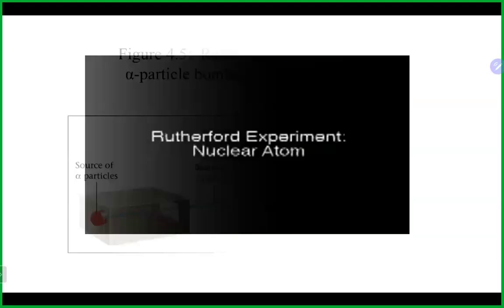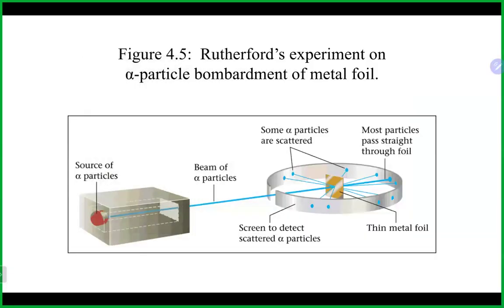So again, you see here a little setup of the experiment, which obviously you do need to know. And you do need to know what they sort of expected to happen, which again is they expected most of them to go through with a little bit of deflection. You also need to know, obviously, what they did find, as we've been talking about, that most went through undeflected, as you can see here on the screen. But every so often, we did get some alpha particles being bounced off at these large angles.